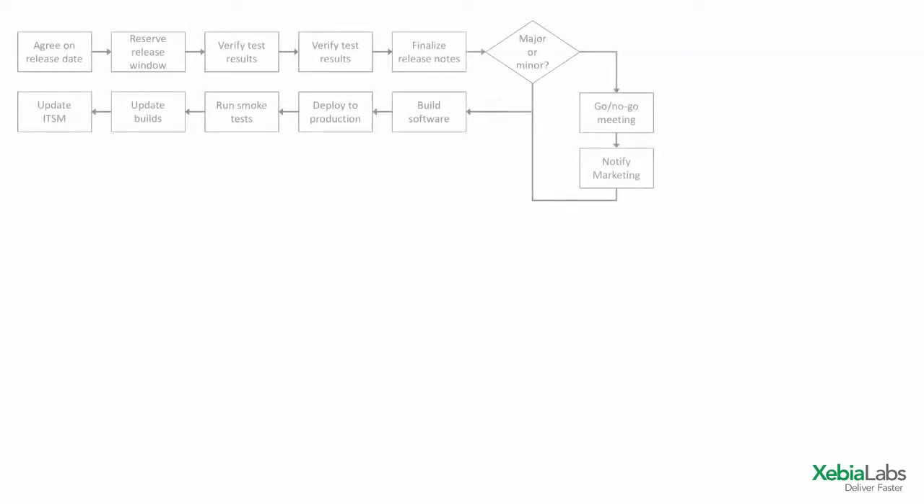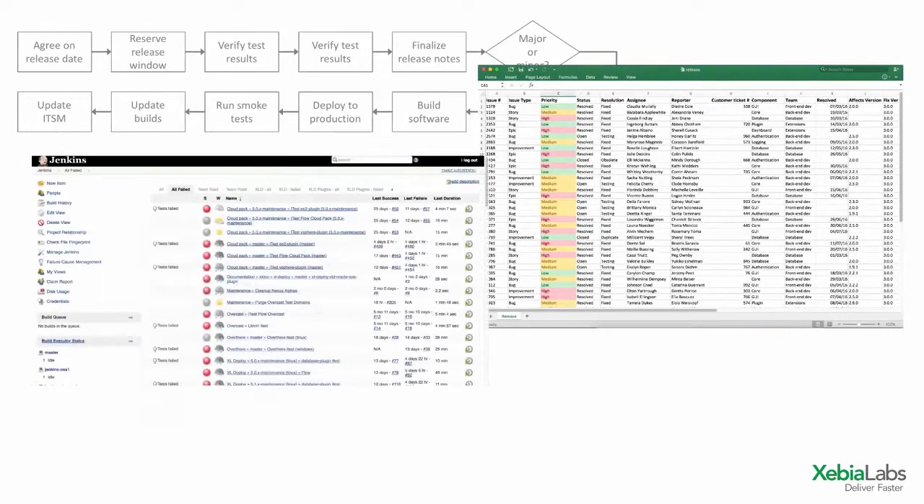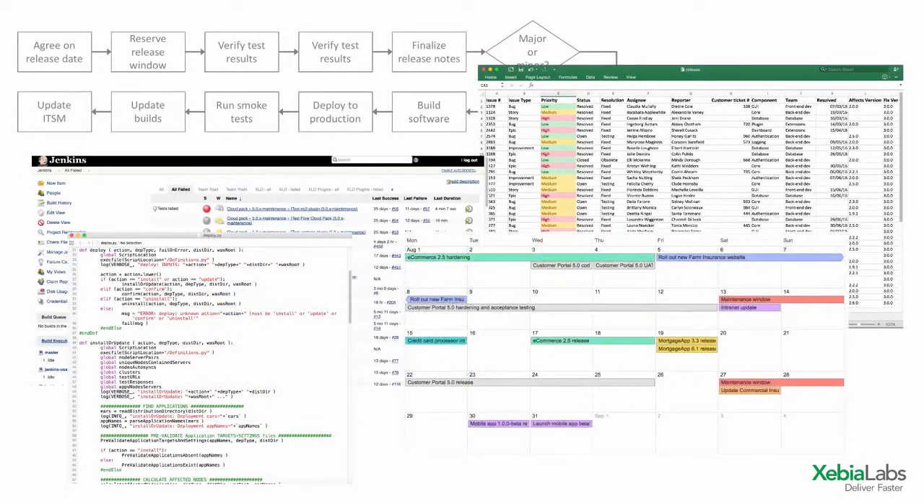This is what releasing software might look like for you now. A loose process with lots of manual work and lots of different tools and systems that have to be kept in sync. This approach is time-consuming and prone to errors, and it's hard for everyone who's involved in the process to get an overview of what's happening.